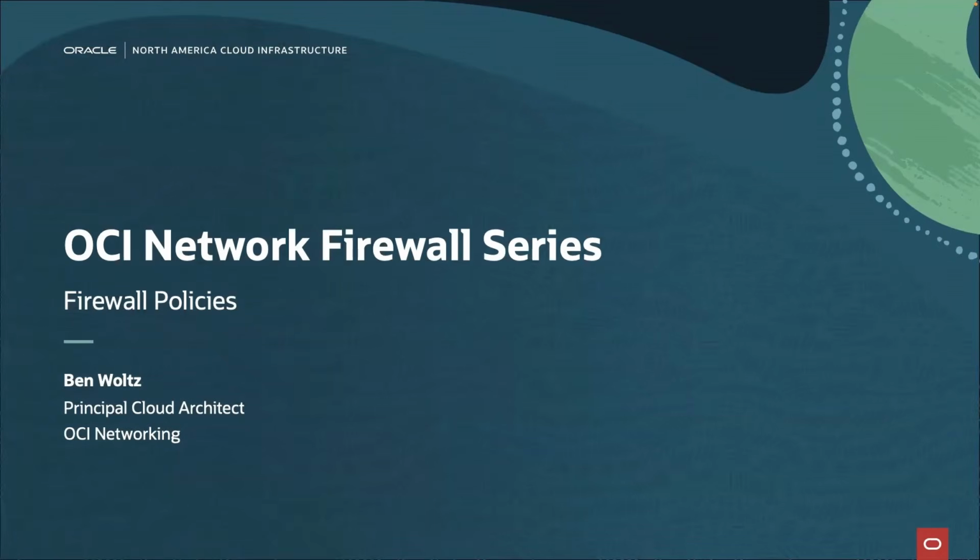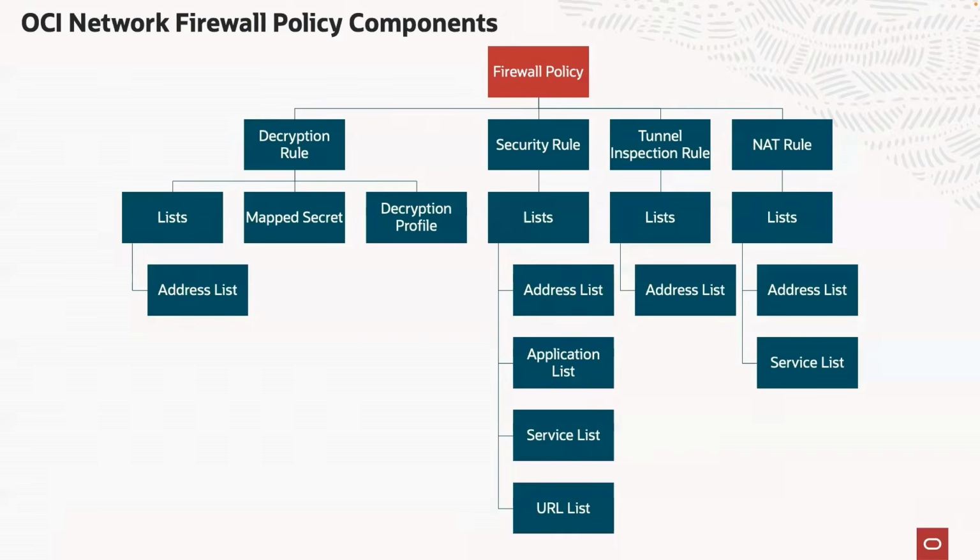In this video, we will review the components and building blocks that make up OCI network firewall policies. The network firewall policy is the mechanism used to control how the firewall inspects, allows, or denies network traffic. Every network firewall must have a policy associated with it. Therefore, you must have a policy built before provisioning your OCI network firewall.